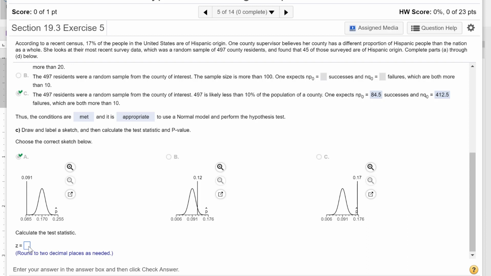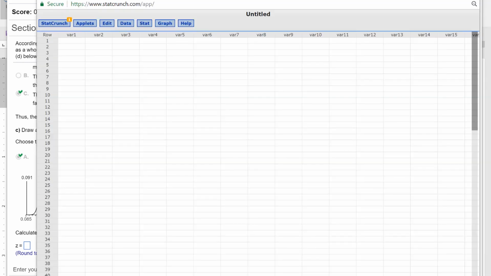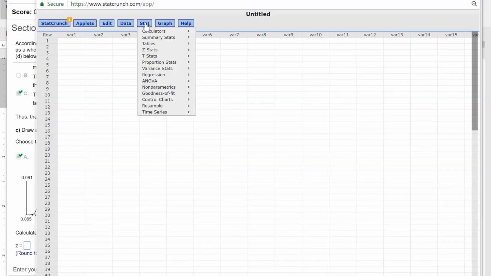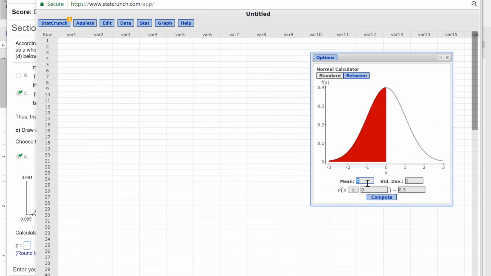Okay, now I want the test statistic, and now I need to use statistical software to crunch that out. So go up here to Question Help, StatCrunch. And we could use, and you may have seen this done in one of the videos I've done, the normal calculator to crunch that out. Put the 0.17 in as the mean. You'd actually have to crunch out that standard deviation though, right? Which can be kind of a pain. So let's not use a normal calculator.